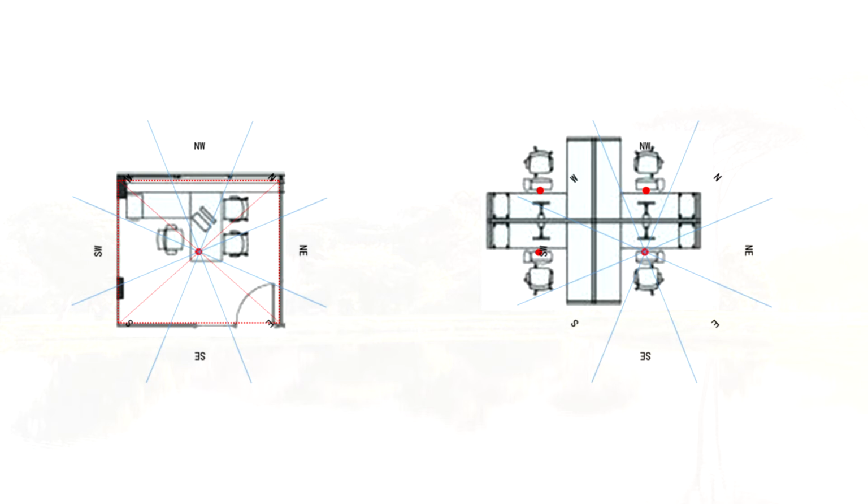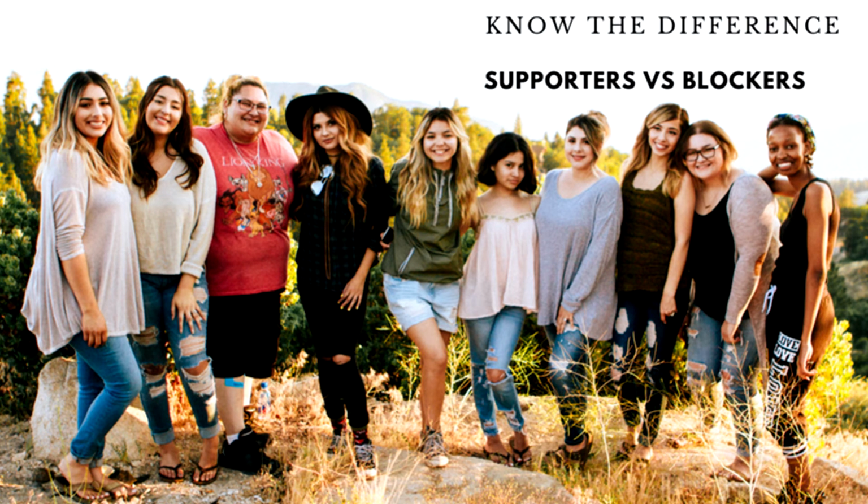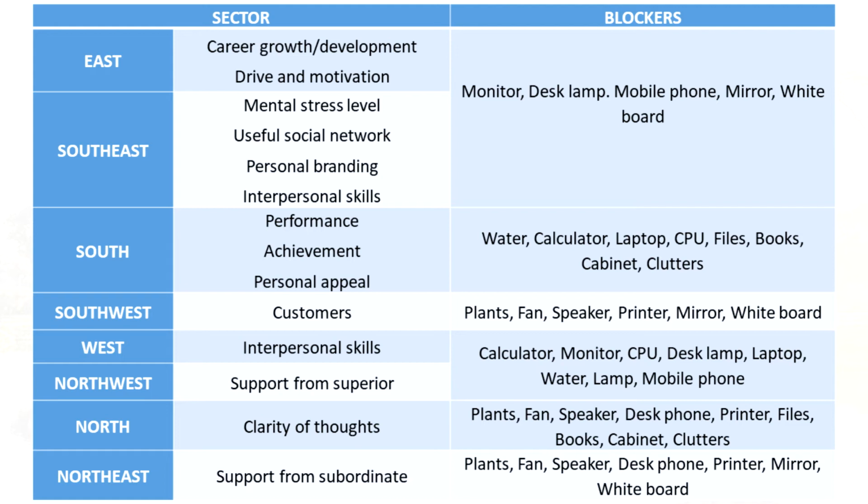Then what you have to do is find out what items have been placed in each of the 8 directional sectors. You have to determine whether those items that you place there are considered supporters or blockers. Do you still remember what supporters and blockers are? If you can't really remember, I prepared this chart for you. Remember, for each of the sectors, what are considered blockers? If you have those blockers in that sector, you will know how they are going to impact you negatively in those career resilience aspects. For example, if East is affected, it may affect your career growth, your development, your drive and motivation, and so on and so forth.